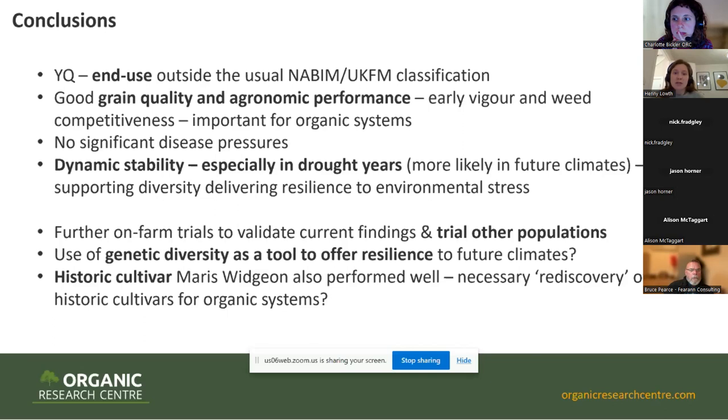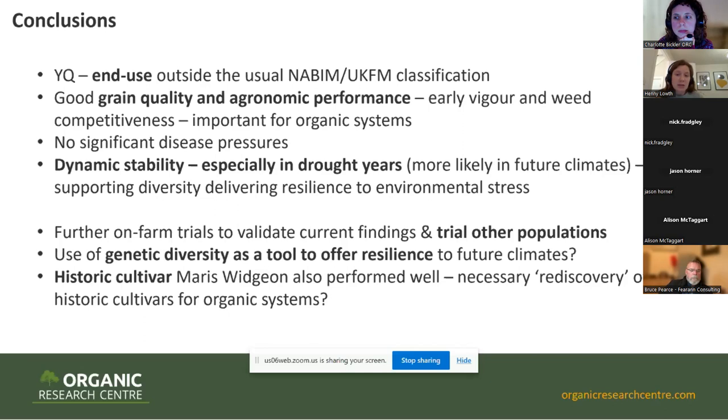So where do we go from here? I think further on-farm trials are really important and would really help us to validate these current findings. And it would be really great for us to trial other populations other than YQ. I think it highlights the use of genetic diversity and how it could be a tool to offer resilience to those future climates, as it is showing this stability across environmental stresses.